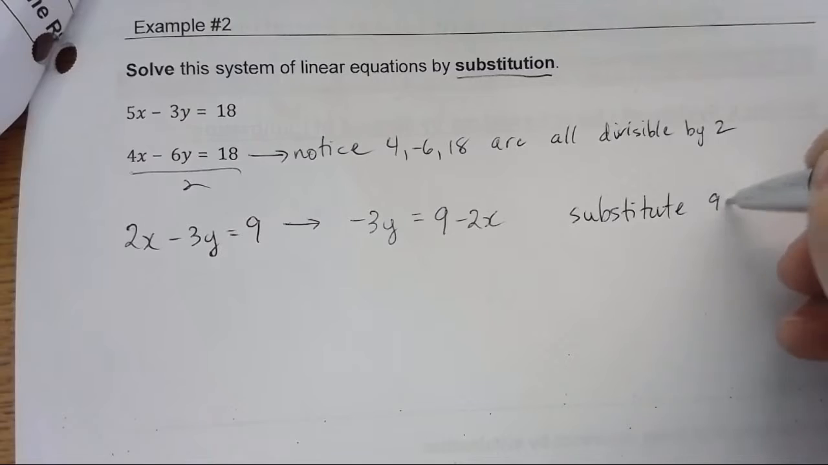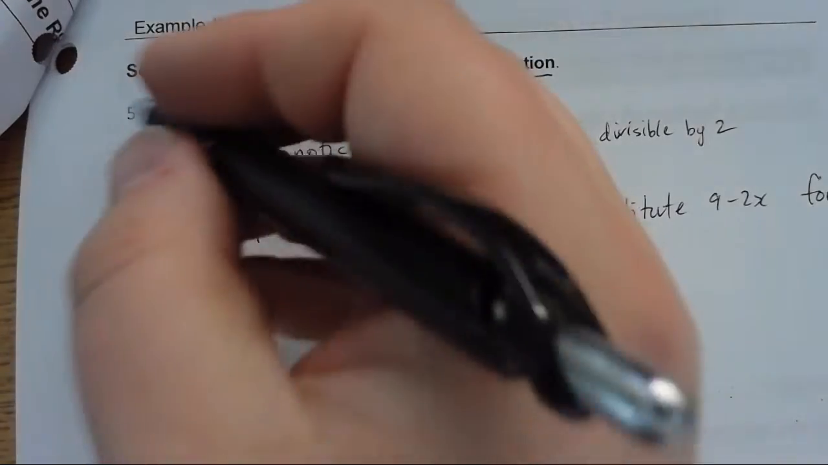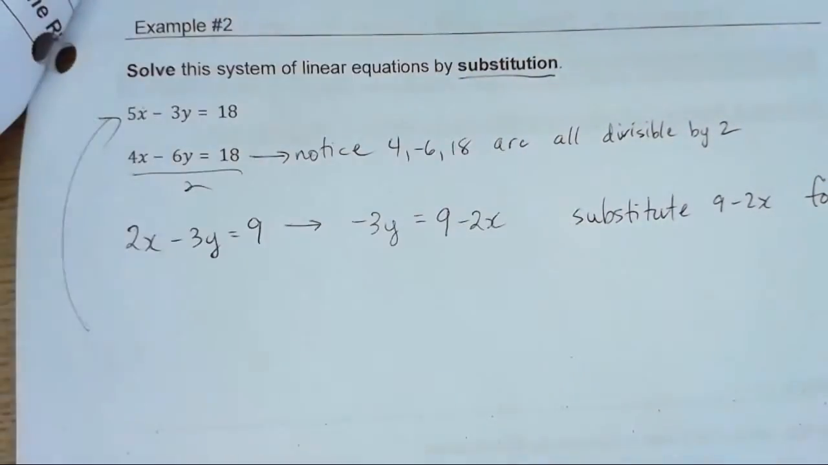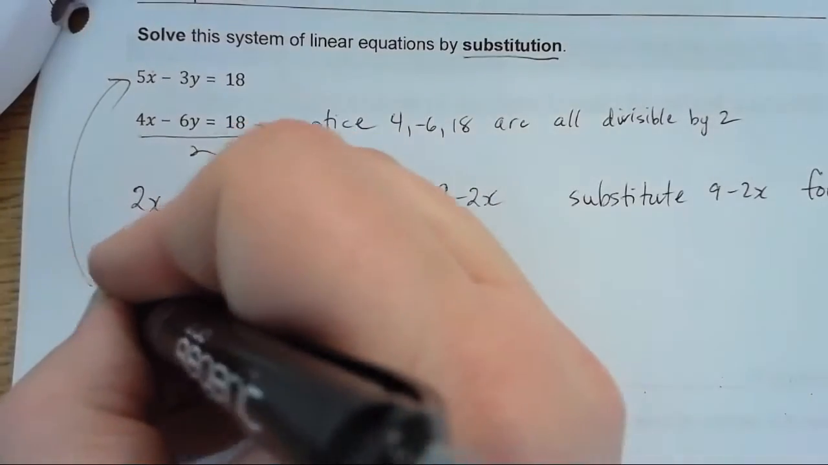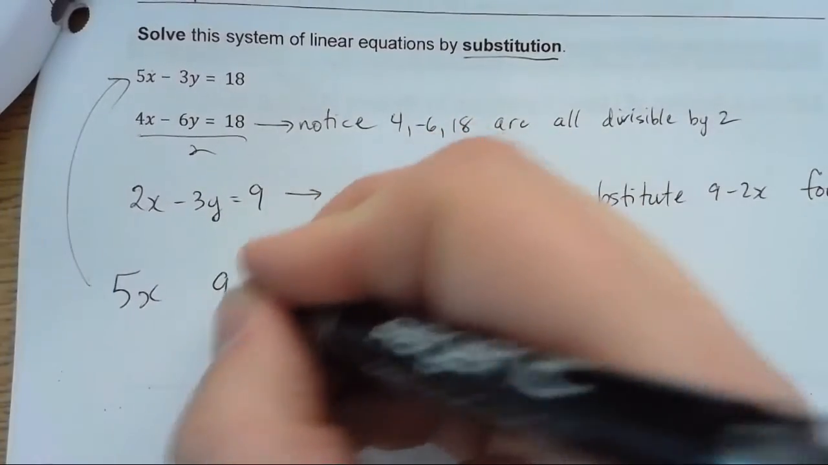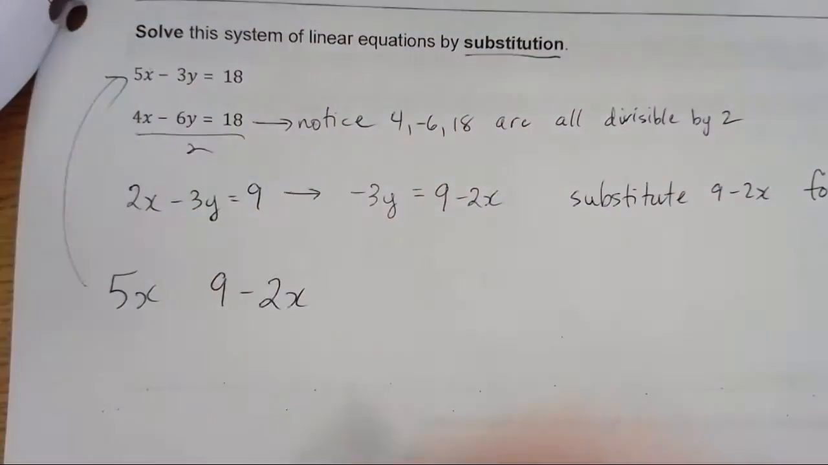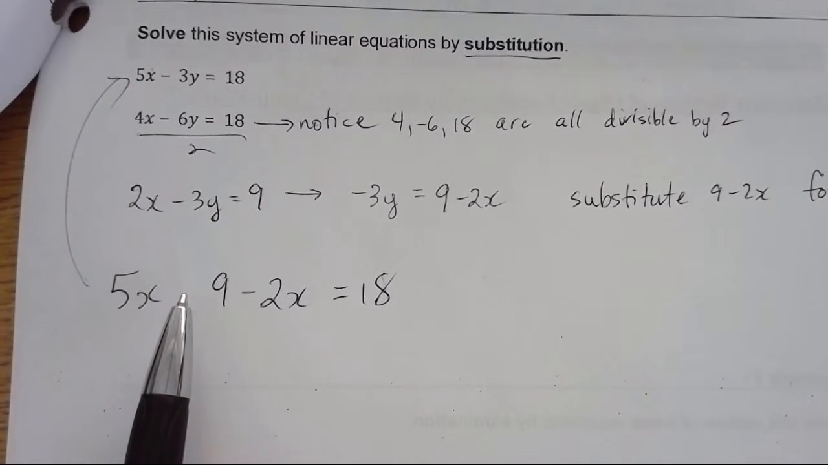9 minus 2x for -3y. So in this equation here, I'm going to take that first equation. For that equation there, I'm going to replace the -3y with 9 minus 2x. Now I left a blank here because I wanted us to think about it. Should that be a plus or a minus?